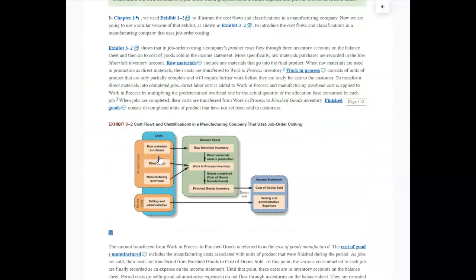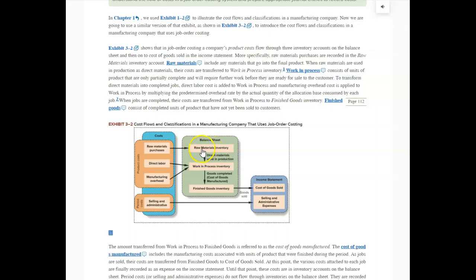We saw this chart in the last chapter, and it shows the flow of the cost when we are manufacturing an item and then later selling the item. So first of all, when you purchase raw materials that you're going to use in production, then we place the cost into a raw materials inventory account. It's a new inventory account. We saw that in the last chapter.